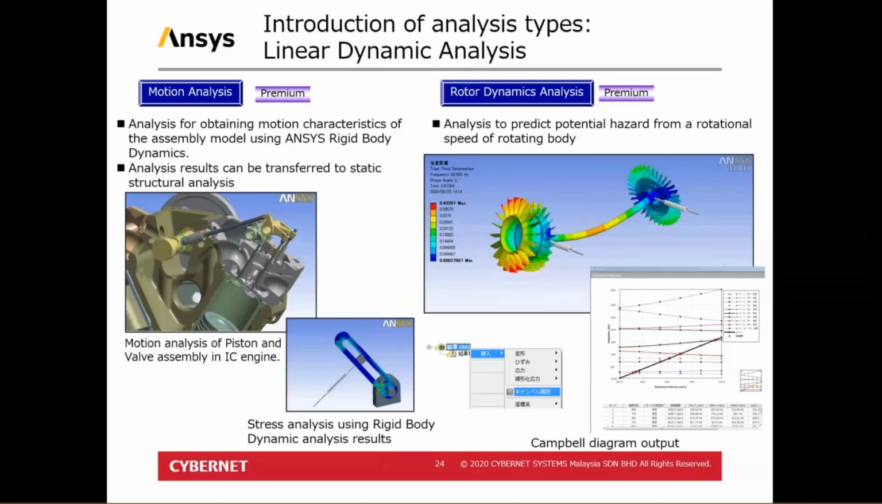Now, as for rotordynamics analysis, this analysis is usually done to predict a potential hazard of a rotating body due to a rotational speed. It is commonly used to analyze the behavior of structures, ranging from jet engines and steam turbines to auto engines all the way to computer disk storage.